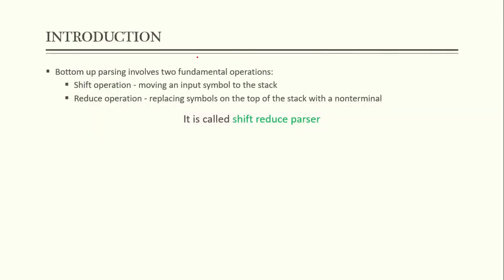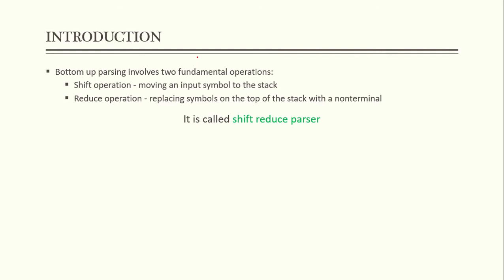Bottom-up parsing involves two fundamental operations: shift operations and reduce operations. That is why the name is a shift-reduce parser. The shift-reduce parser is the bottom-up parser. It means that from the input string, you need to parse it until you get the start symbol of the grammar.